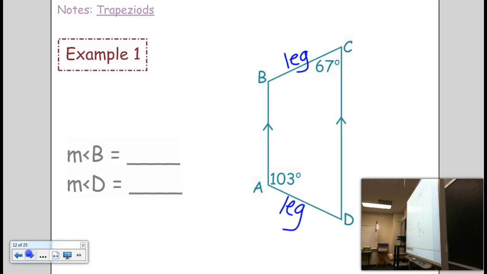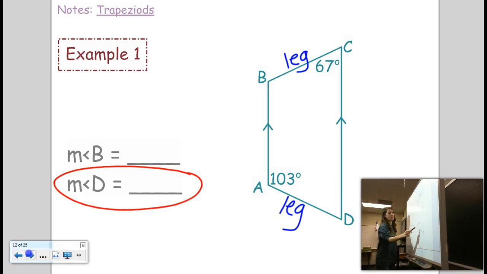Can you solve this one in your picture? That's a leg and a leg. And we just learned that the leg angles are supplementary. So everyone should be subtracting something from 180. Should be doing some subtraction. Catherine, what's the measure of angle D? You just got it. 77. Very good. This angle is 77. 180 minus 103. The leg angles are supplementary.